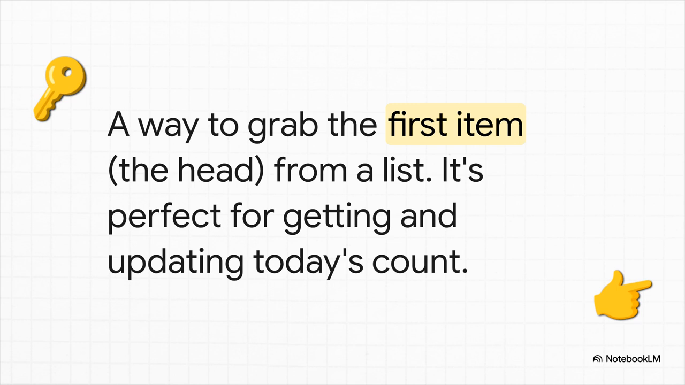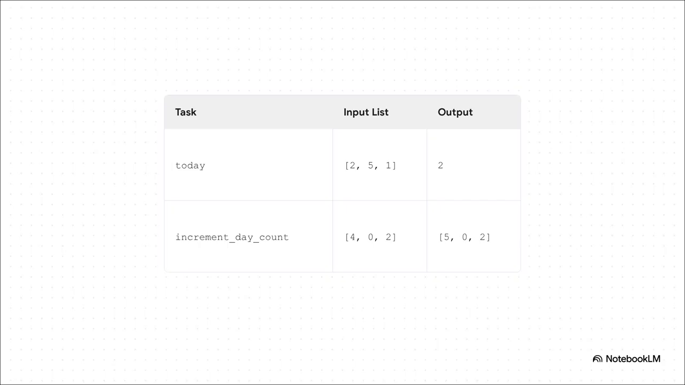This makes it incredibly easy to work with the start of a list, which is perfect for our first 2 tasks. And you can see just how cleanly this works. If we want today's count from the list 2, 5, 1, pattern matching just plucks that 2 right out. If we want to increment the count for 4, 0, 2, we just grab the 4, add 1 to it, and then put the list back together as 5, 0, 2. And just like that, 2 tasks are already done.